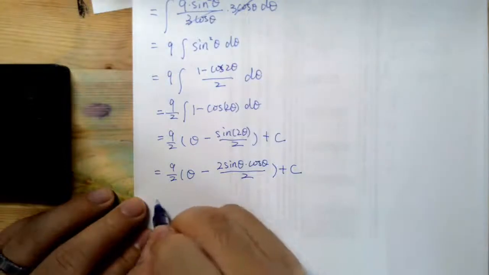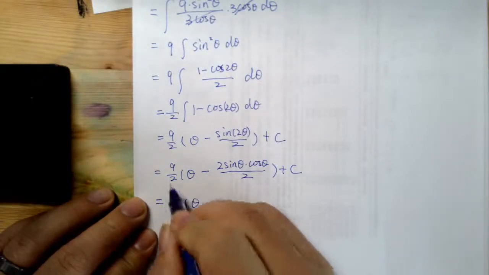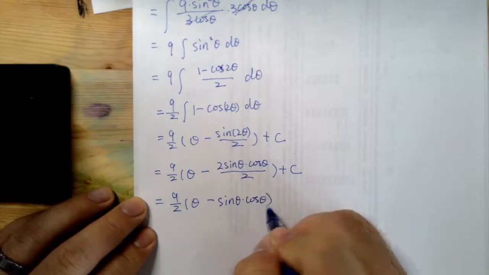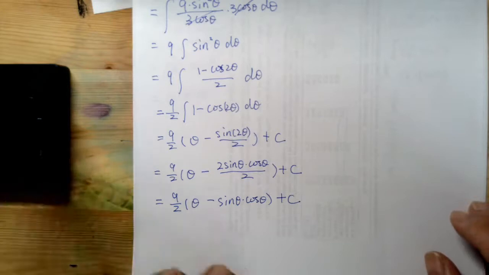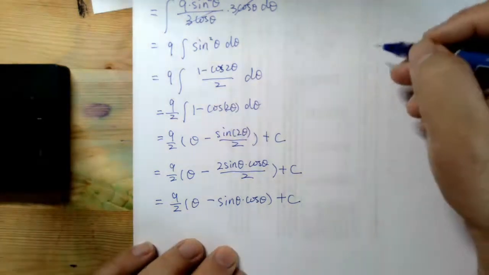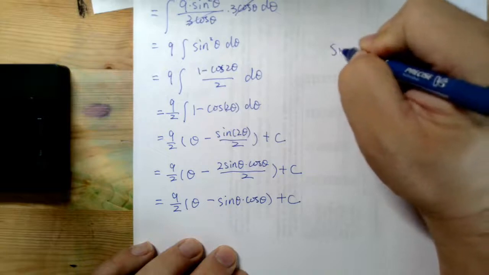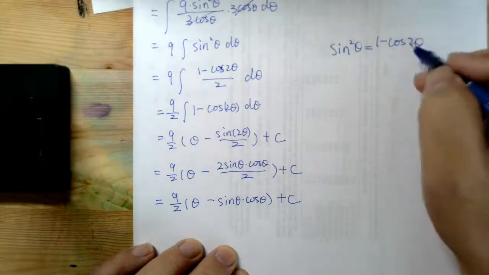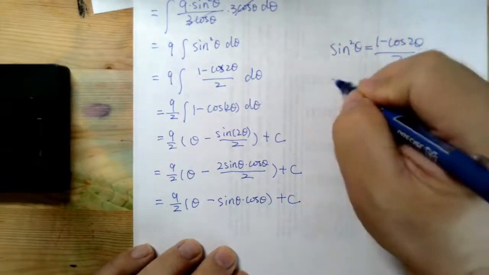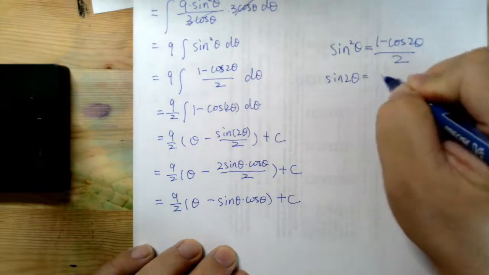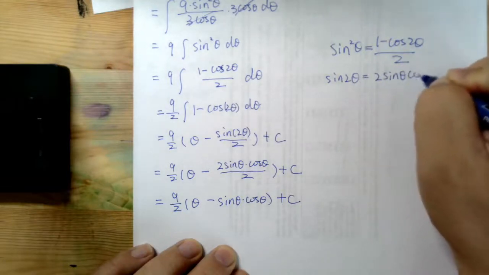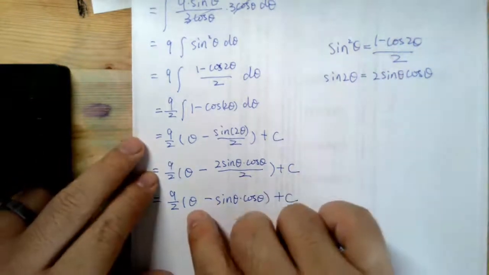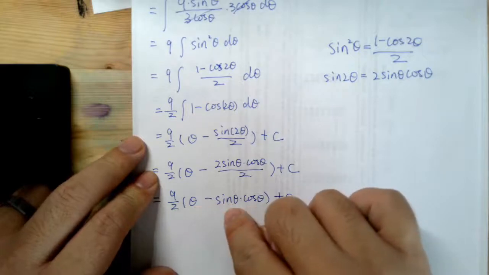So now you're going to have 9 over 2 times theta minus sine theta times cosine theta, and then plus the actual constant c here. Okay, so basically the two trig identities I'm using are sine squared equals (1 minus cosine 2 theta) over 2, and sine 2 theta equals 2 sine theta cosine theta. Okay. And then correspondingly, I need to figure out what theta is in terms of x. What is sine theta? What is cosine theta?